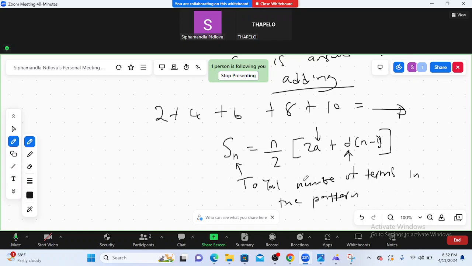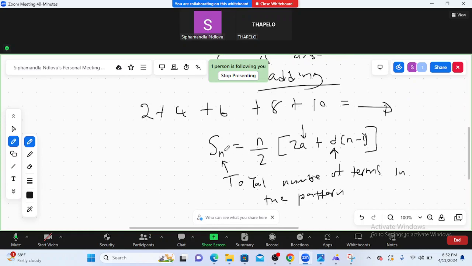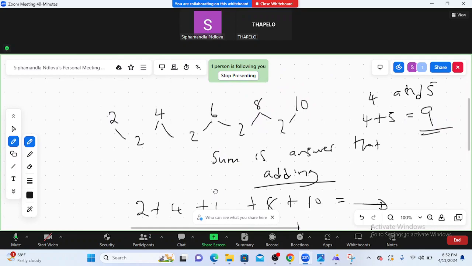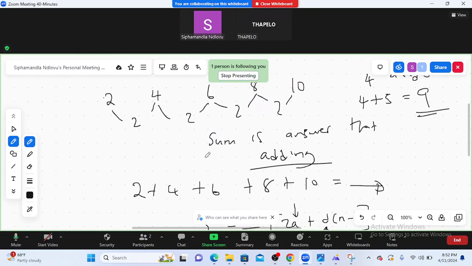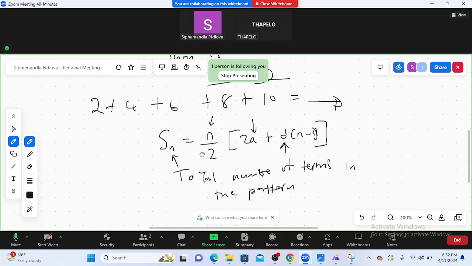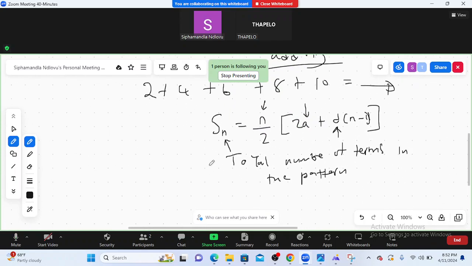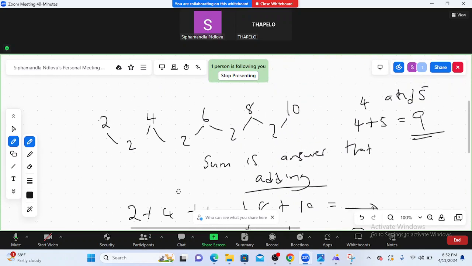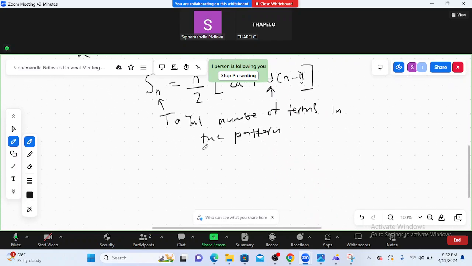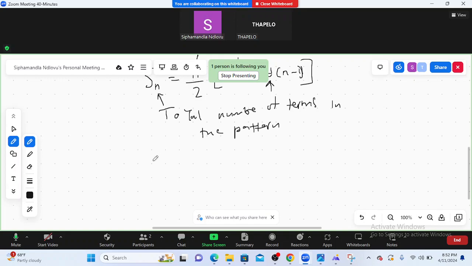What do I mean by that? Let's say I'm having the number pattern, and I have 50 terms in this number pattern. That means my n will be 50, so I will plug 50 here. For example, if someone says find the sum of 50 terms of this sequence, then I use the formula to find the sum of 50 terms.